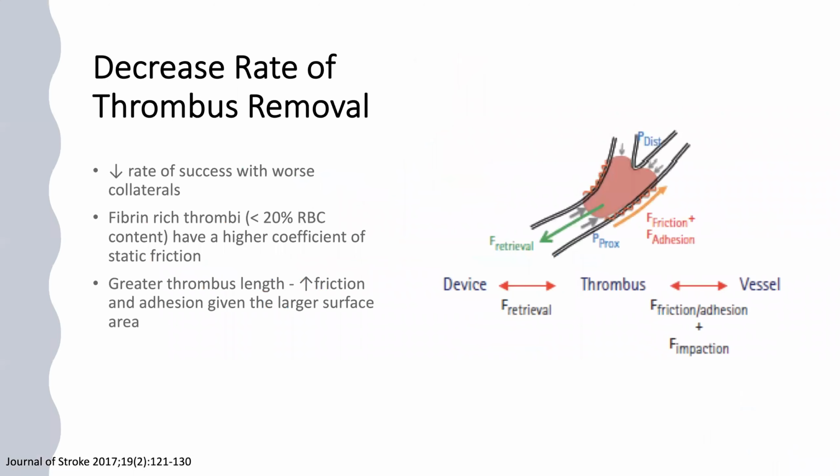So there's a decreased rate of thrombus removal, a decreased rate of success, with worse collaterals. That makes sense because the distal pressure here is going to be less, so the pressure gradient is going to be more. Fibrin-rich clot, or thrombi with less than 20% RBC content, have a higher coefficient of static friction. So the frictional force there is going to be higher, so it's going to be harder to remove it. And then obviously with greater thrombus length, they're going to have more friction and adhesion, a larger surface area, and it's going to be harder to remove the thrombus.